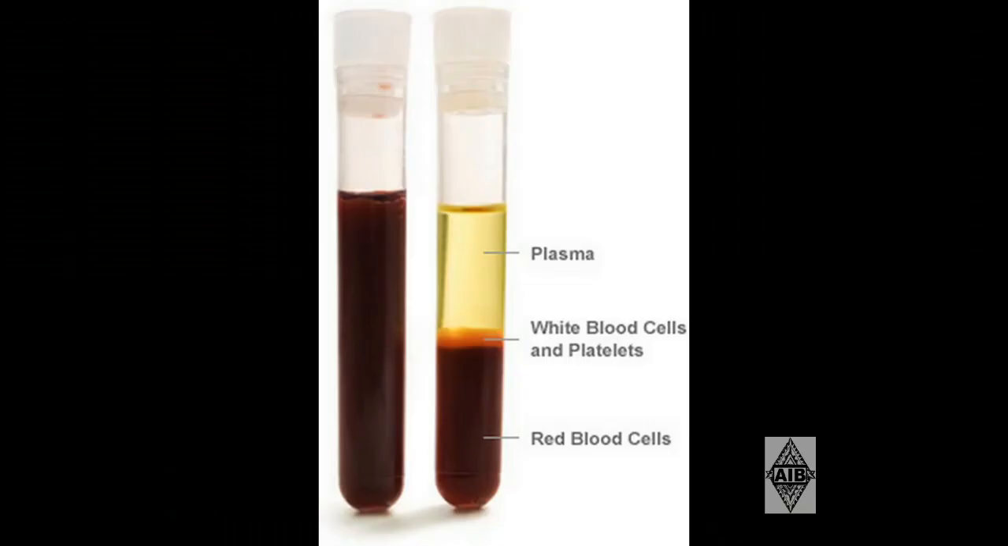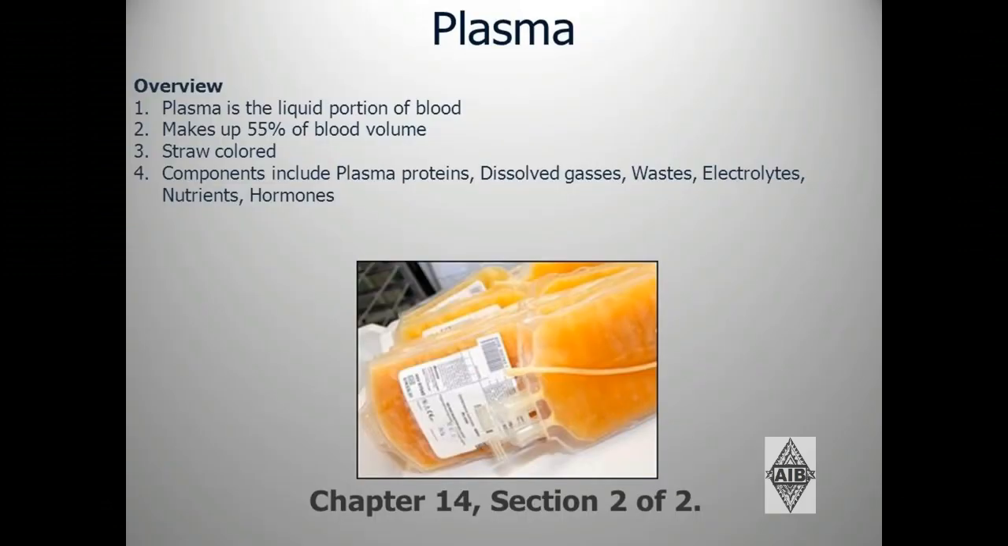And we do have plasma in our blood. Plasma is the liquid portion of the blood. Components include plasma proteins, dissolved gases, wastes, electrolytes, nutrients, and hormones.